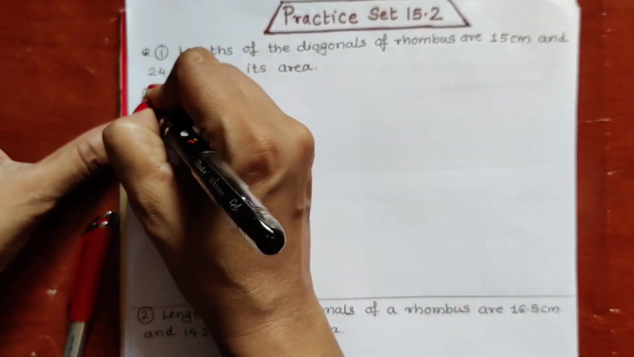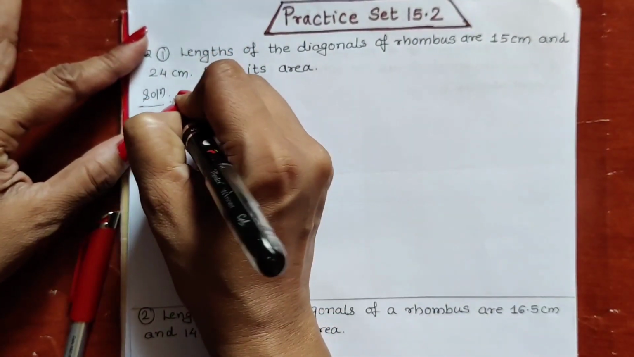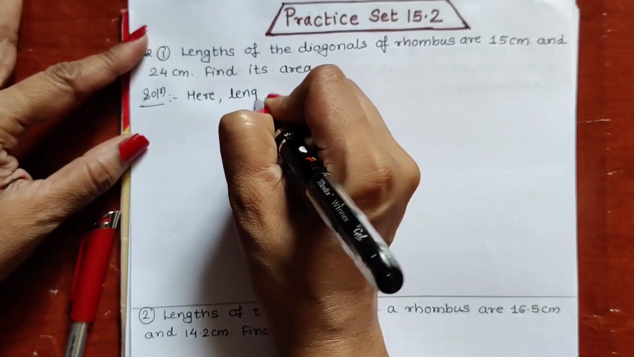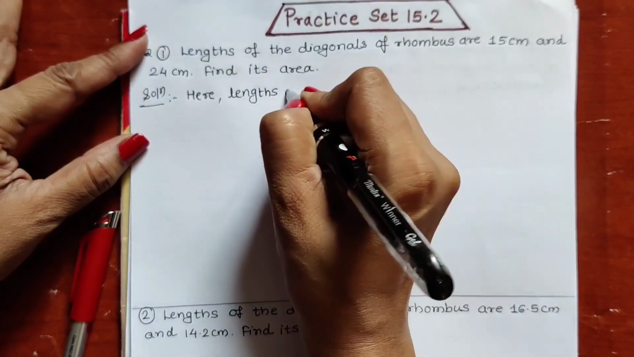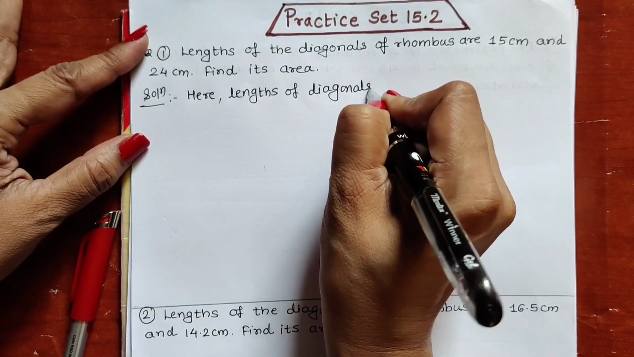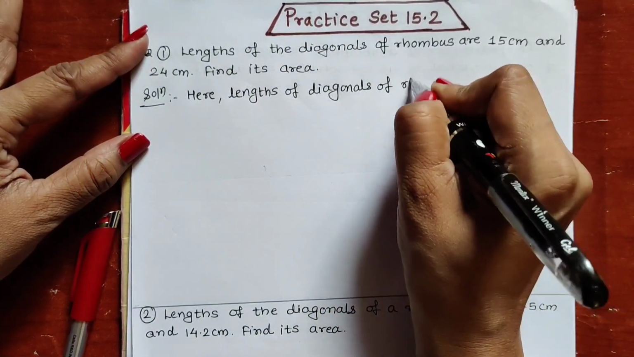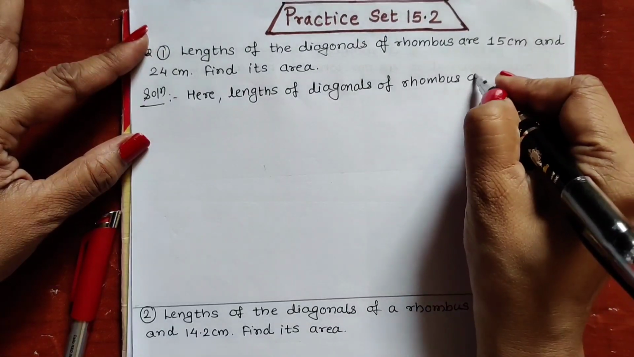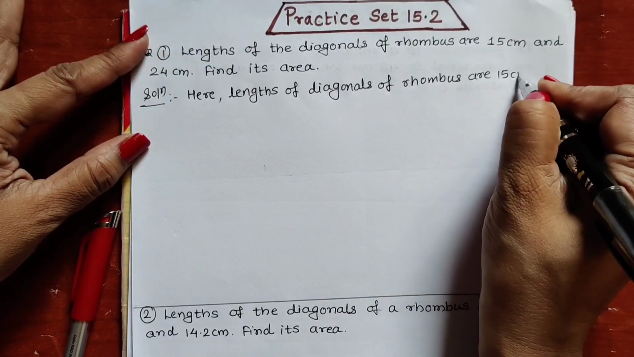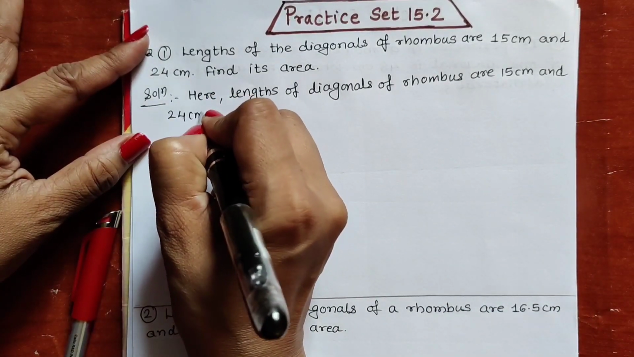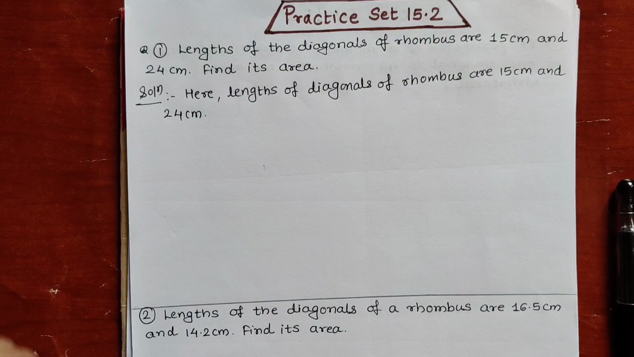Write the solution. Here, lengths of diagonals of rhombus are 15 centimeter and 24 centimeter. We can directly use the formula. You can write by using the formula, or you can directly write the formula here.